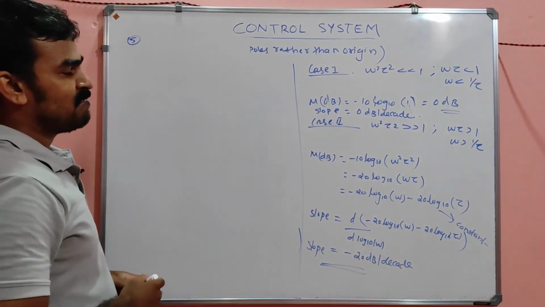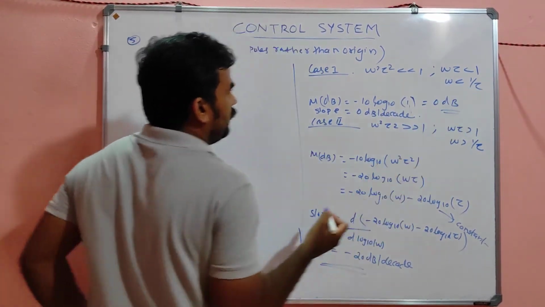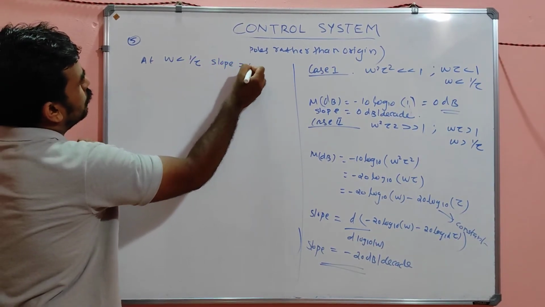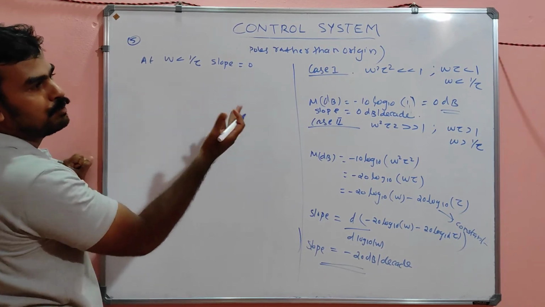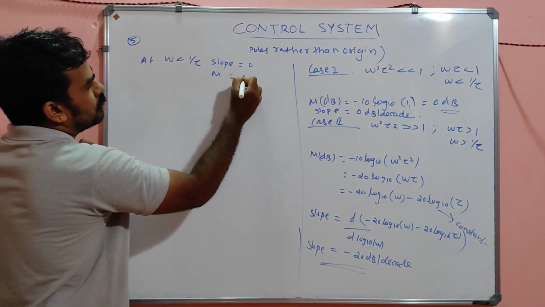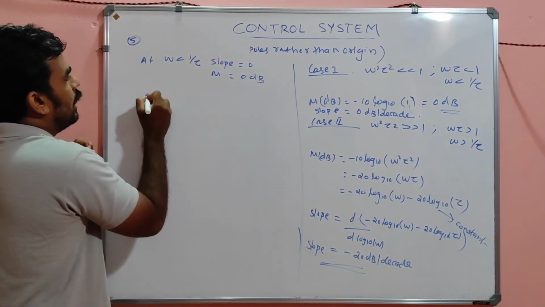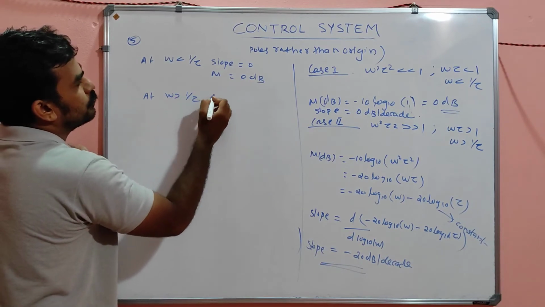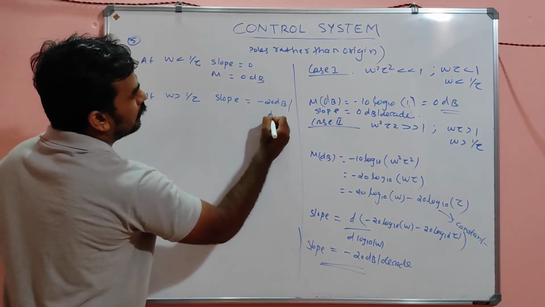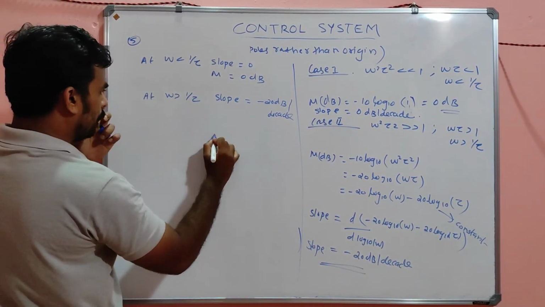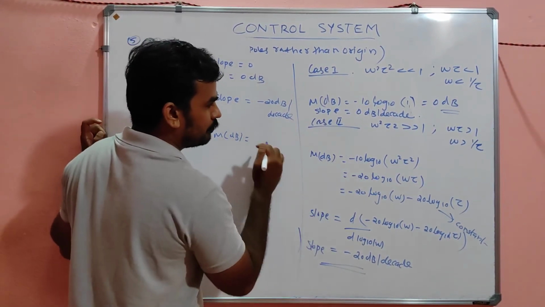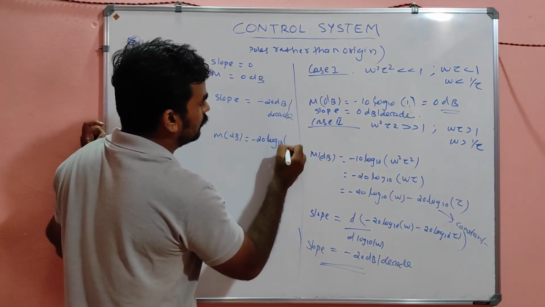That means at omega less than 1 by tau, slope is equal to 0, and magnitude also 0 dB. At omega greater than 1 by tau, the slope suddenly changes. It will be minus 20 dB per decade. And what is the magnitude? Magnitude will be minus 20 log 10 to the base omega tau.